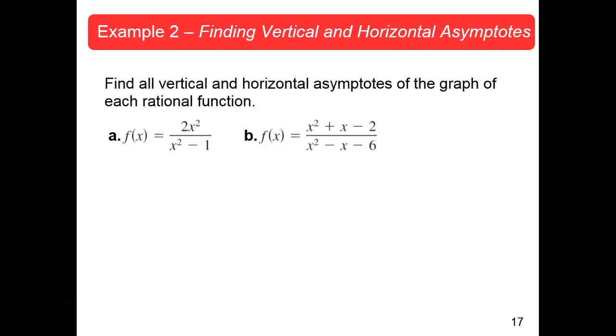Okay? Let's do a couple. Let me first get my pen set up. Okay. Now, it says find all vertical and horizontal asymptotes of the graph of each rational function. So sort of in there, they snuck it in. We're going to wind up graphing them anyway. So let's start with the vertical asymptotes. How do you determine the vertical asymptotes?